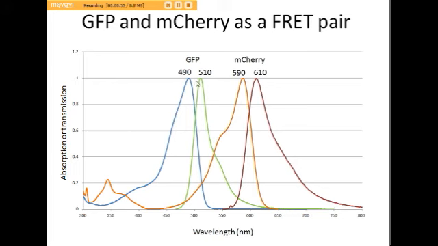First, the donor. GFP here is the donor because its excitation and emission are at shorter wavelengths compared to the red fluorescent protein mCherry. The donor's emission spectrum must overlap with the acceptor's excitation spectrum, and here is the overlap between the two. And if their distance is less than 10 nanometers and their dipoles are oriented approximately parallel, there could be FRET.